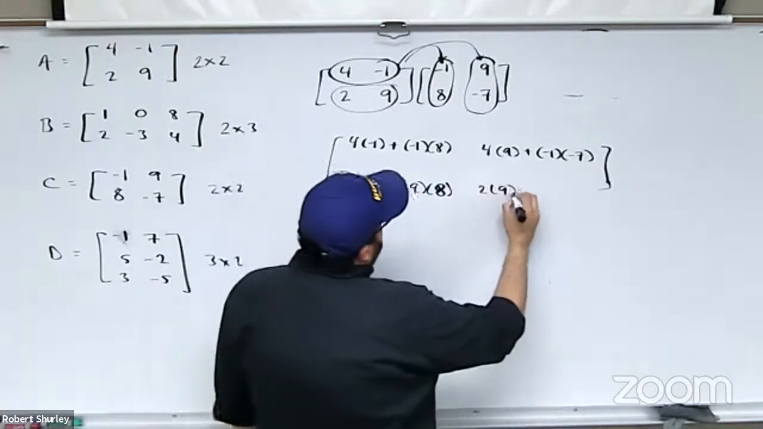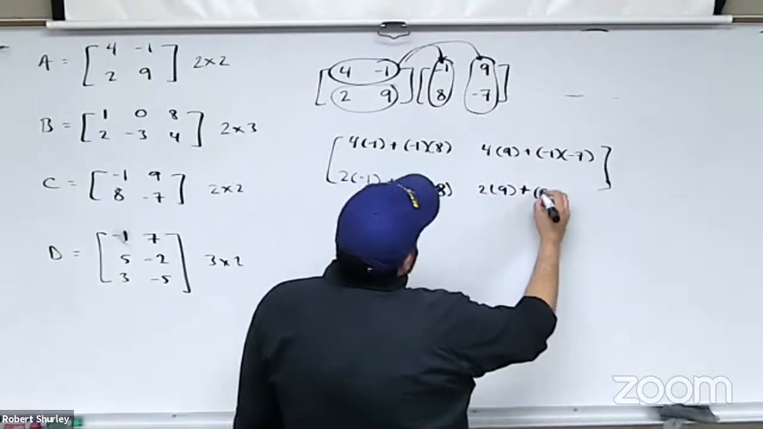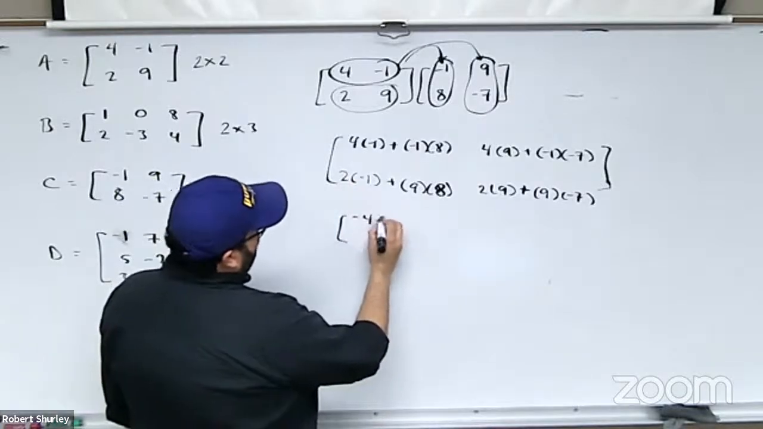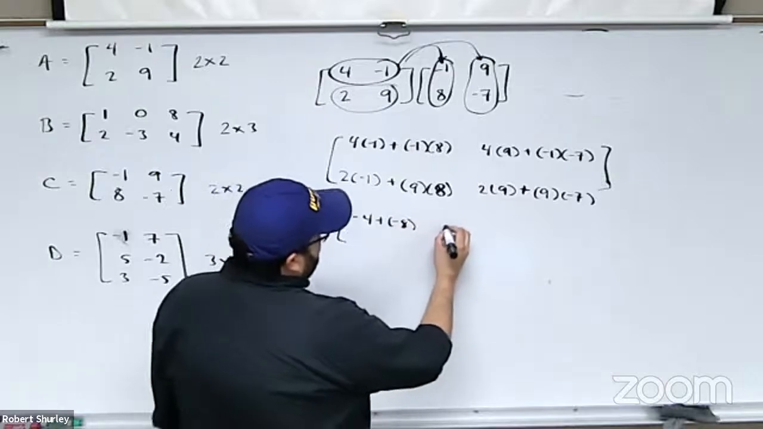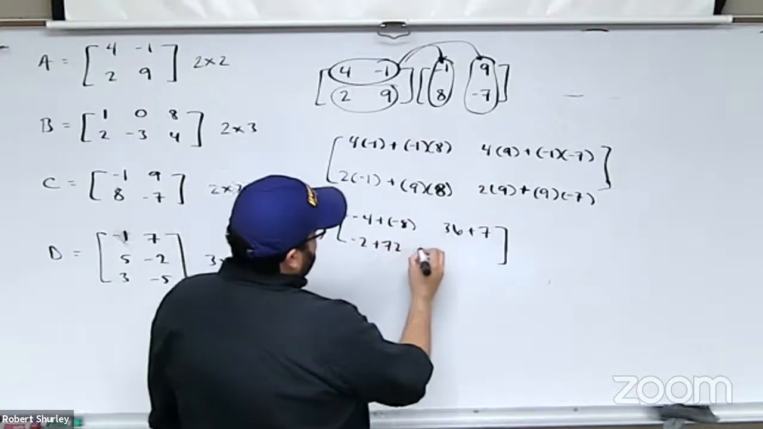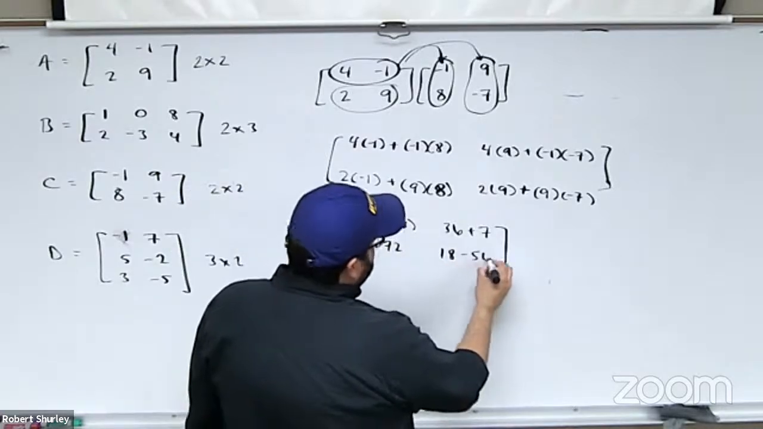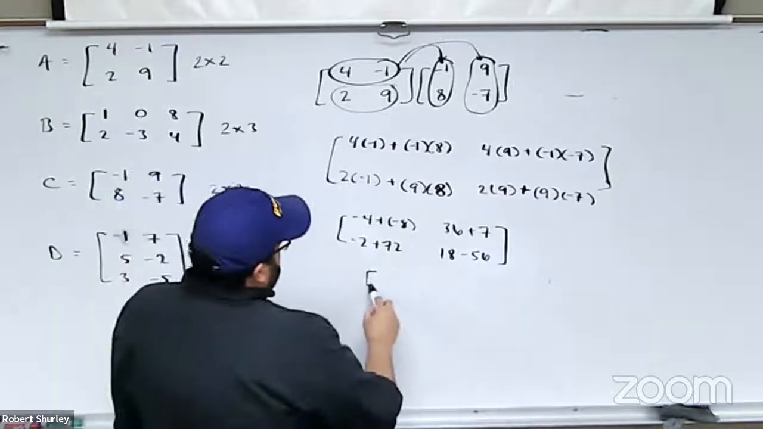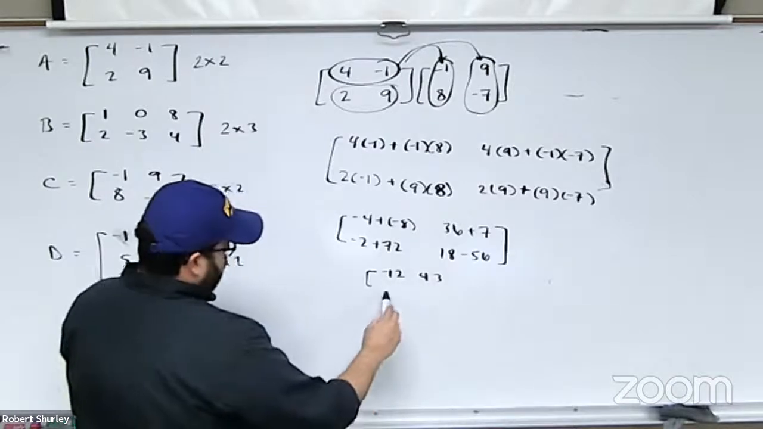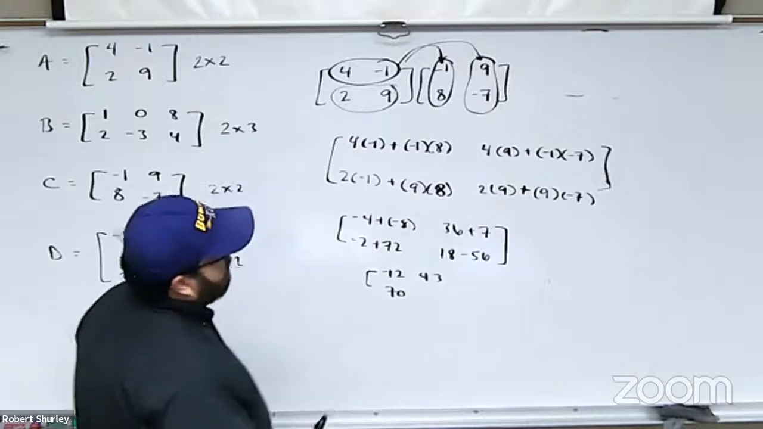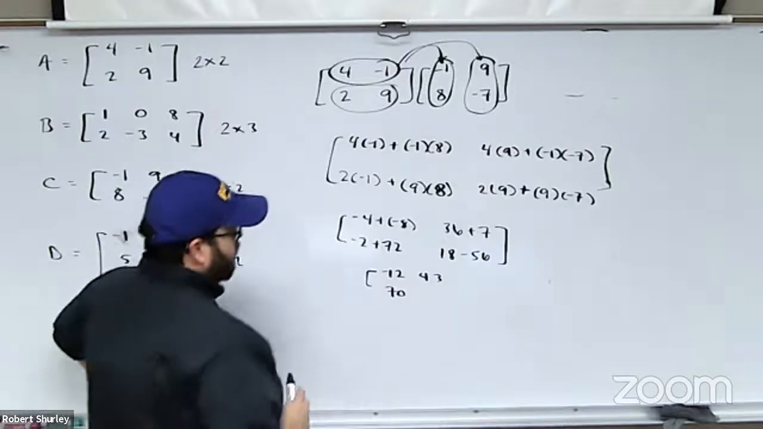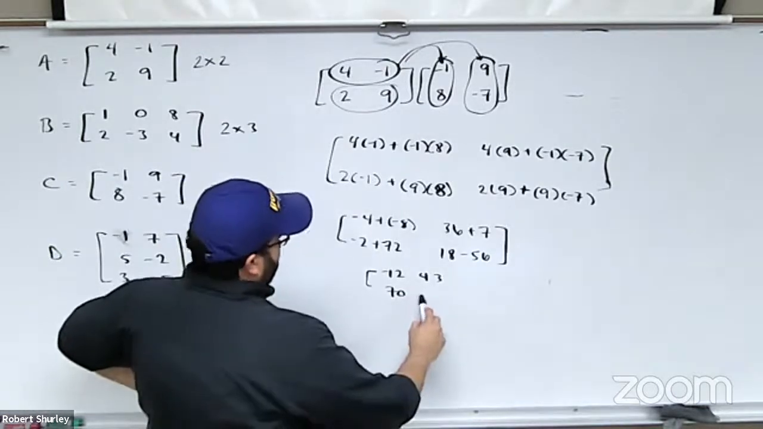And then 2 times 9 plus 9 times -7. Okay, let's see what we get here. So this is going to be -4 plus -8, 36 plus 7, -2 plus 72, and then 18 minus 56. So we get -12, 43, 70, and 18 minus 56. Let's see here. That would be, that's what, 38 or negative 38.